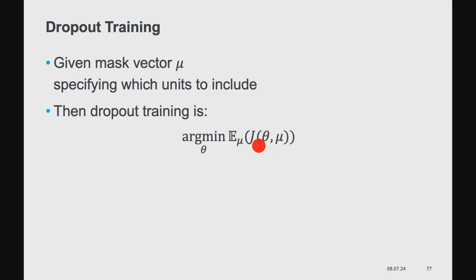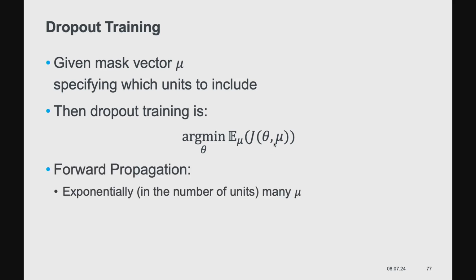So you want that your thetas are such that when you sample from the masking space, the expected loss is small. And that's why you minimize it and you look for that argument theta that produces a minimized expected loss given the different masking vectors.